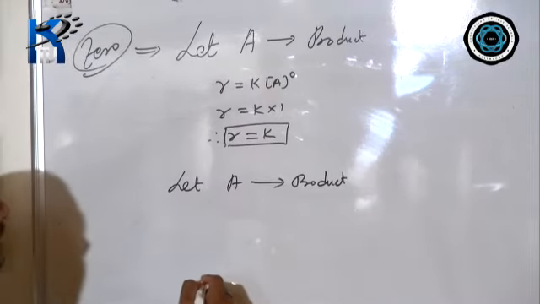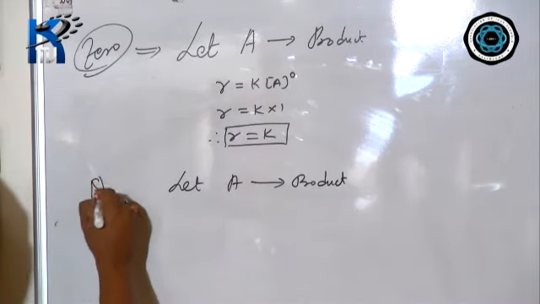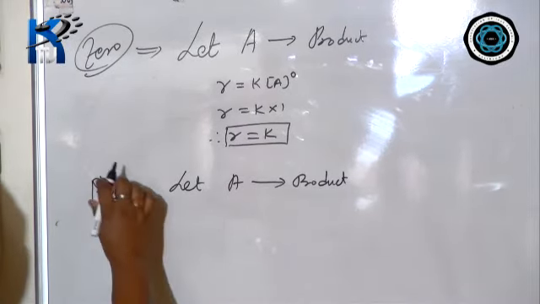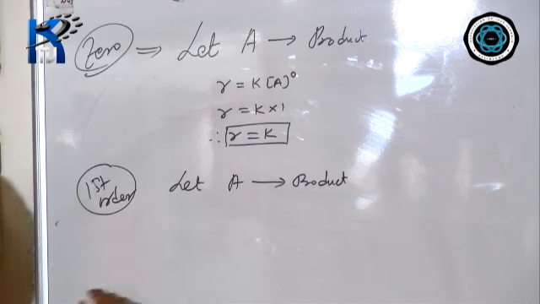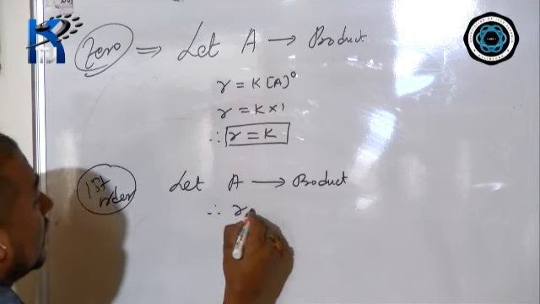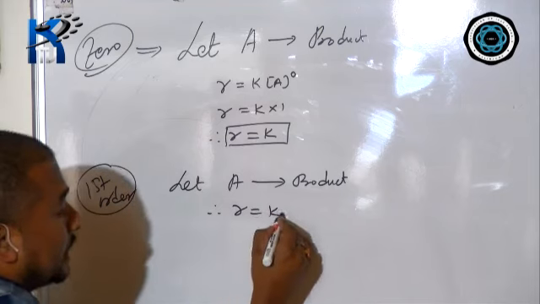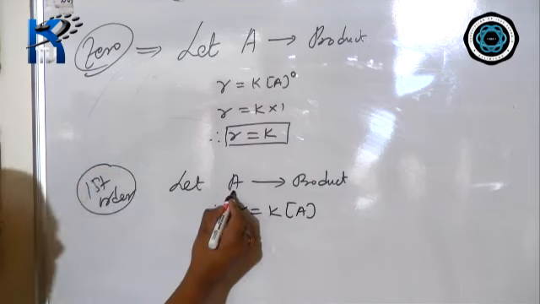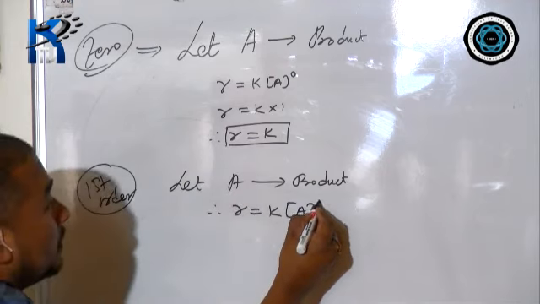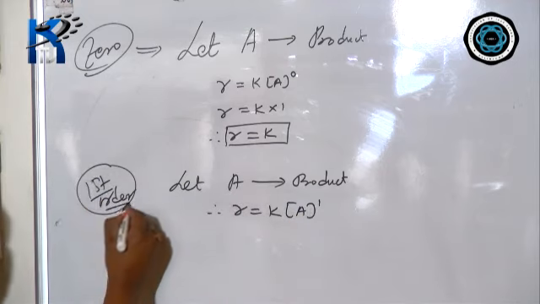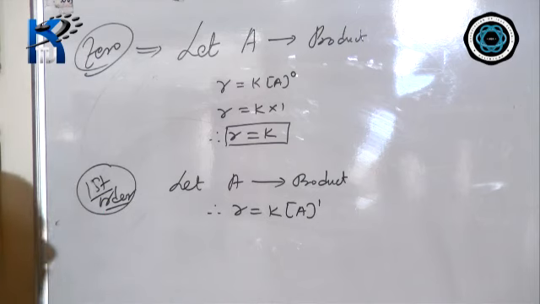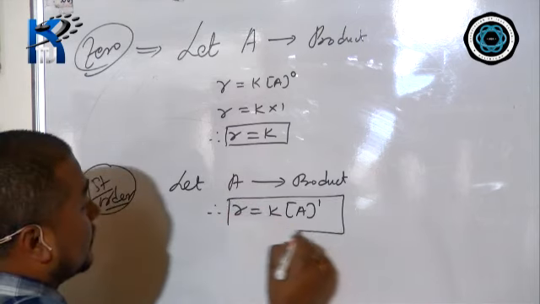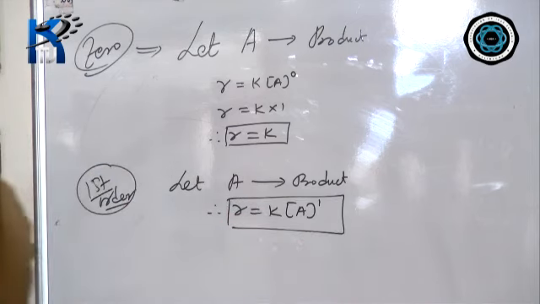If I consider the same reaction, A gives product, as a first order reaction, then the rate law will be R is equal to K, again rate of reaction, rate constant, concentration of the reactant, here A. The power will be 1 because we have considered it as a first order reaction.